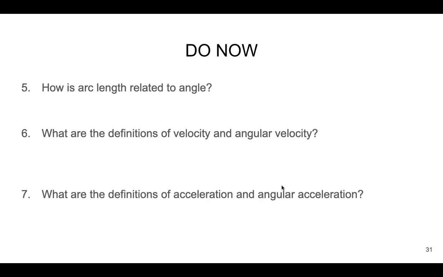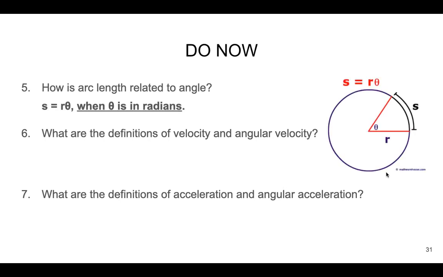So how is arc length related to angle? What's your formula for arc length? It is s is equal to r theta, and this only works when theta is in units of radians.